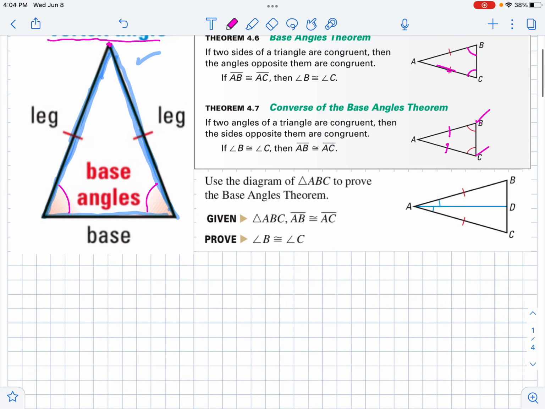Now, what I want to do is just play around with this a little bit. It says use the diagram of ABC to prove the base angle theorem. In other words, I want to prove that this angle right here is congruent to this angle right here. Okay, so let's just start off with a proof. So I've got a statement, and I've got a reason over here.